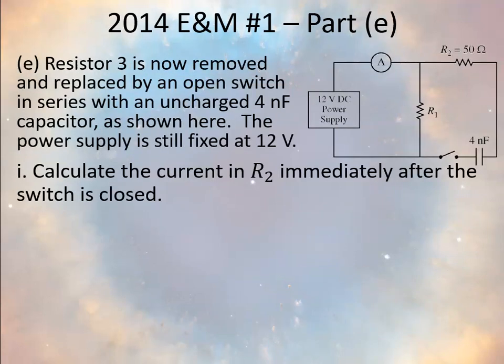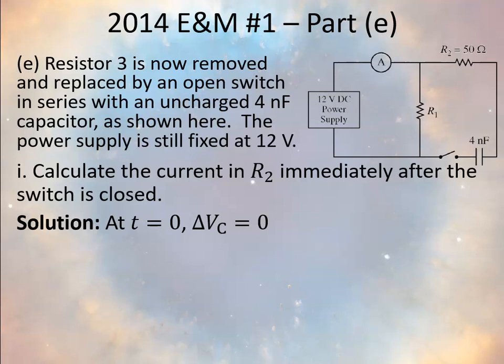Resistor 3 is now removed and replaced by an open switch in series with an uncharged 4 nanofarad capacitor as shown here. The power supply is still fixed at 12 volts. Calculate the current in R2 immediately after the switch is closed. Well, what's the deal immediately after the switch is closed and you have an uncharged capacitor? That capacitor is not providing any voltage potential difference, which means that it's like a wire.